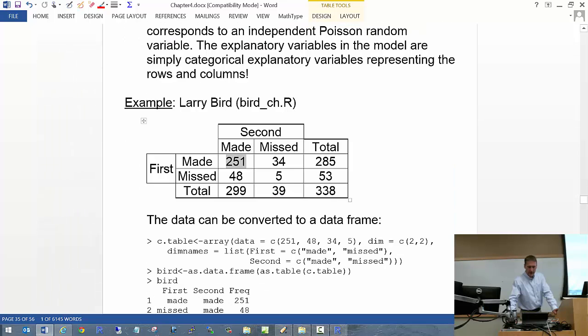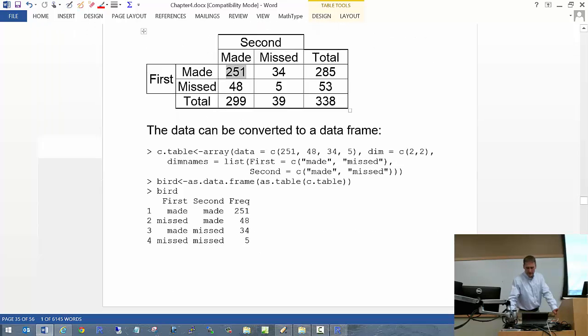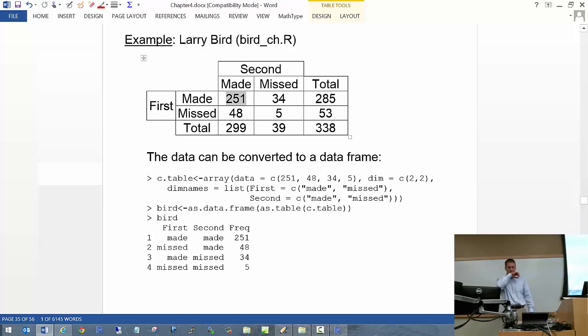Okay, let's talk about how we can do that. Let me see here. Actually, given the time here and how long it will take me to get through this example, this might be a good place to stop.